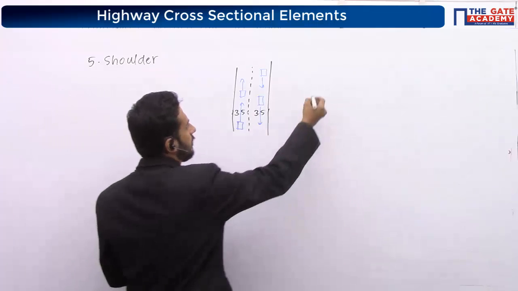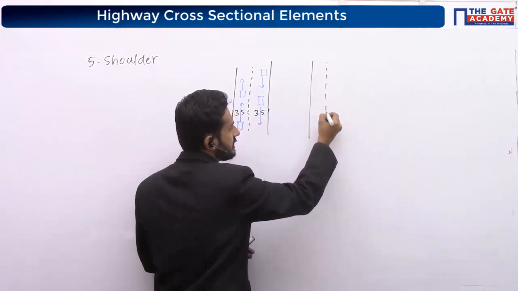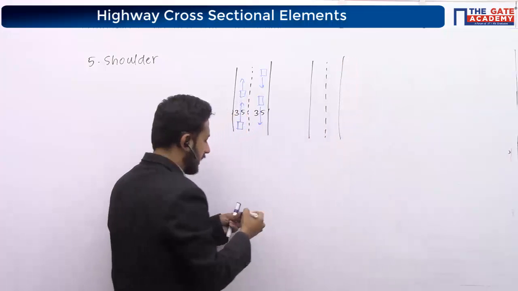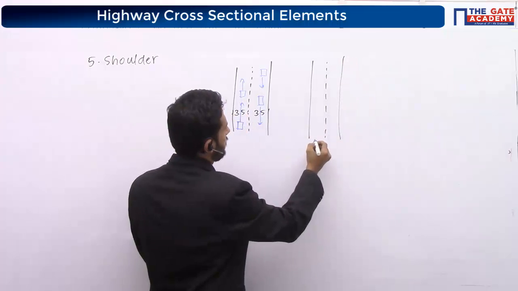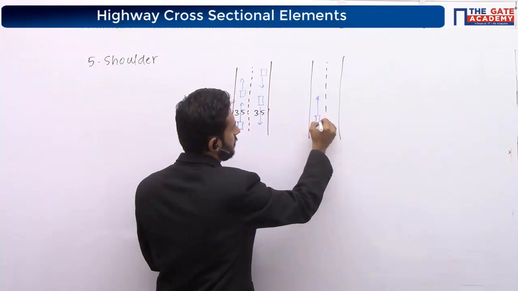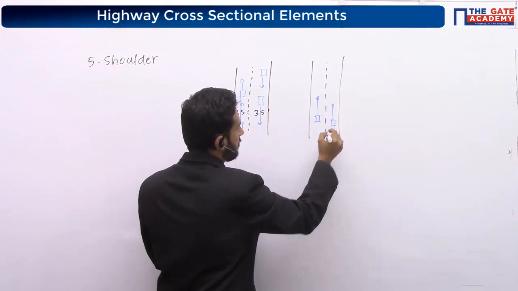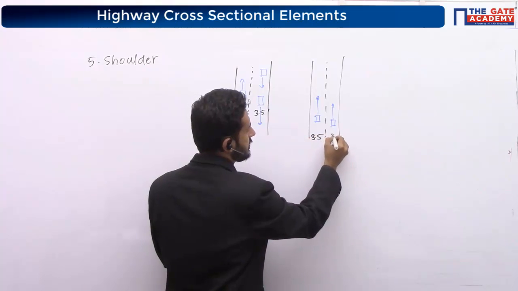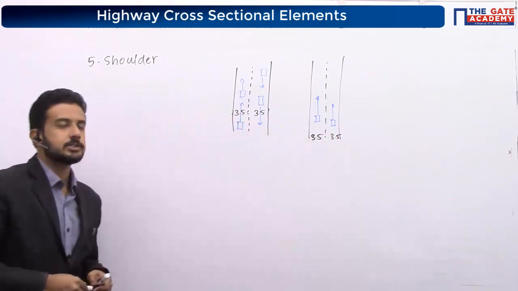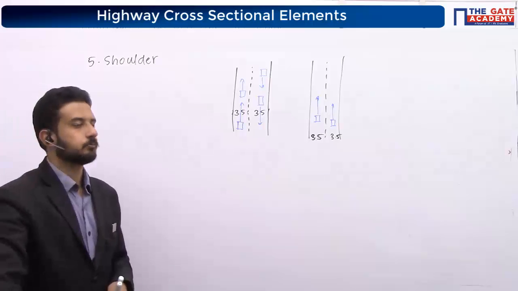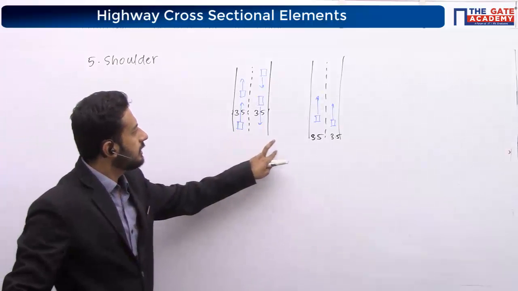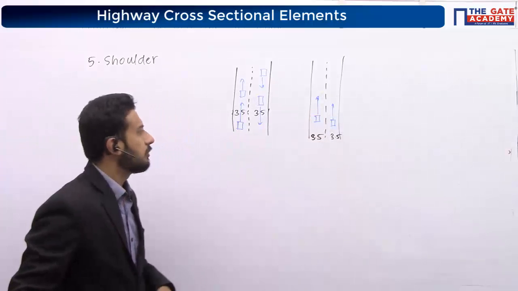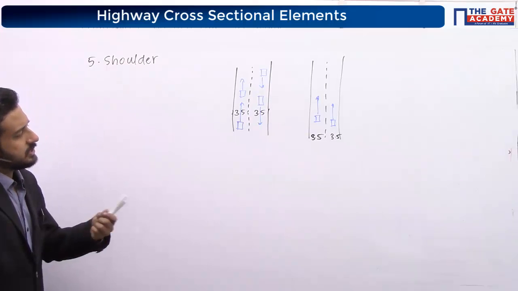2 lanes doesn't mean that every time there will be 2 directions. It can be like this also. Both are in the same direction. And this is also 3.5, this is also 3.5. It is a 2-lane, 1-way road. This is 2-lane, 2-way. This is 2-lane, 1-way. Whatever it is, this is what we studied.